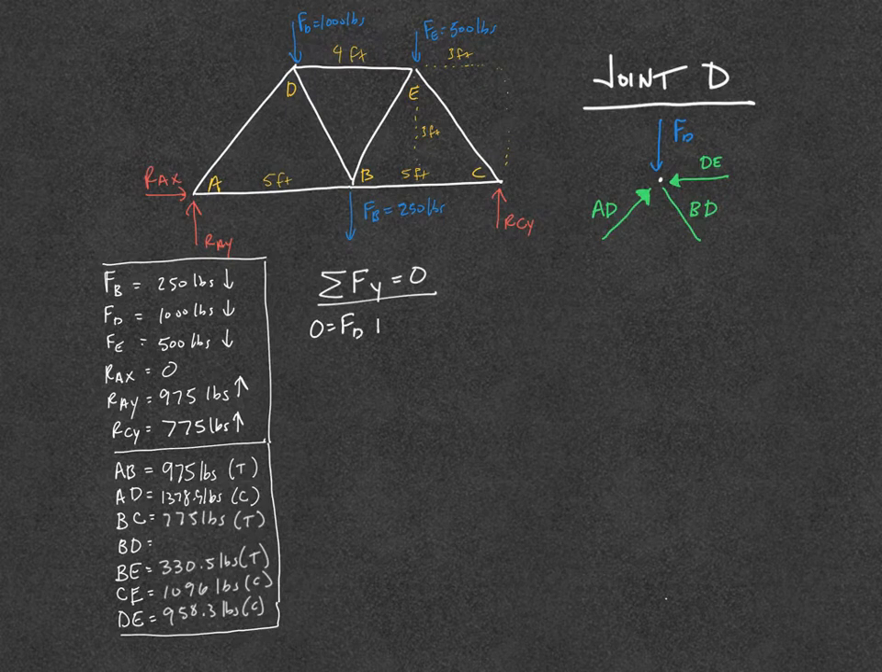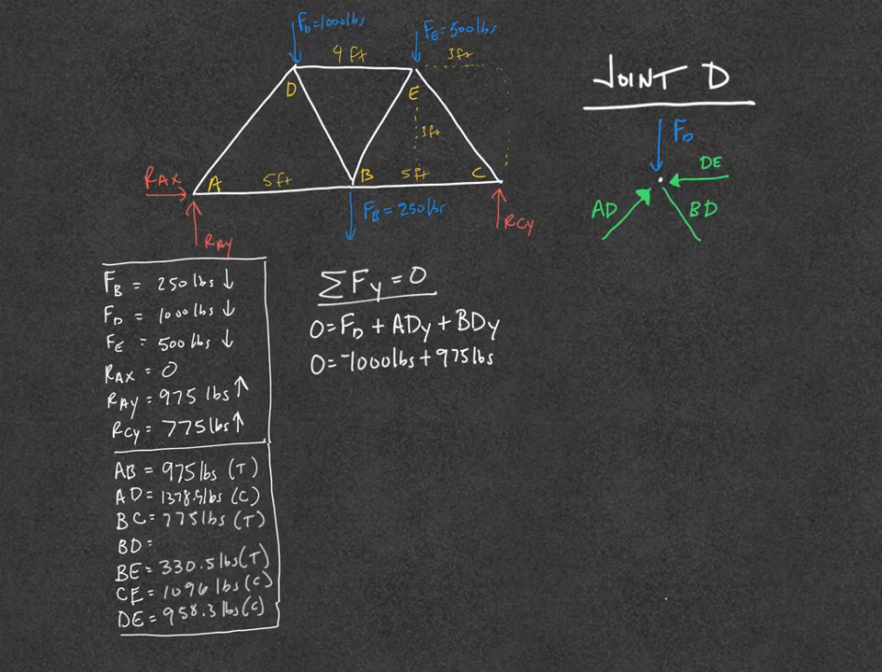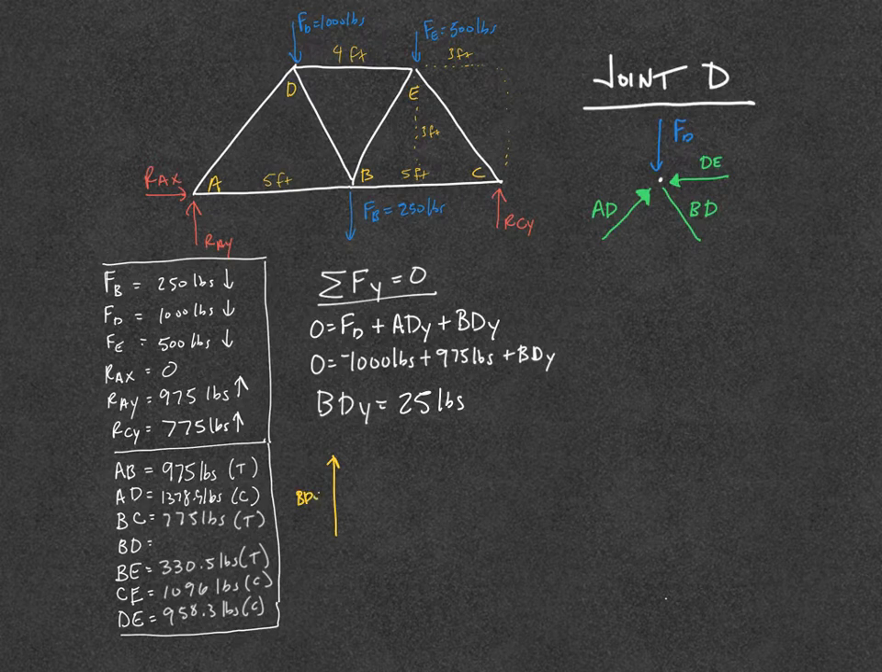I'm going to sum for my forces in the Y just because I have fewer Y components. So I have the force D, ADY, and BDY. Sub my values, so negative 1,000 pounds for 1,000 pounds down, 975 pounds for ADY up and to the right, which means that BDY is going to be just 25 pounds. But 25 pounds is positive, it's going to be going up. It senses up, which means that BD is going to be going up and to the left, which means that BDX is going to the left. So this is all just sense of our vectors adding up.